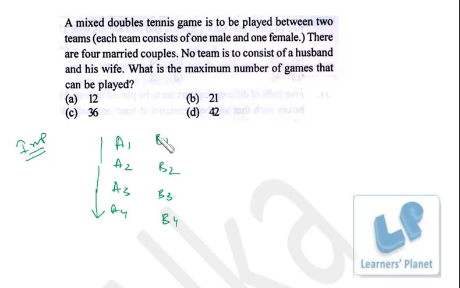Each wife should be playing with any other man except her husband, right? So these are envelopes, these are letters, right? So this letter should not get into this envelope. All others are fine. So this is precisely the problem based on derangement. Now what is derangement? Let me explain it over here.